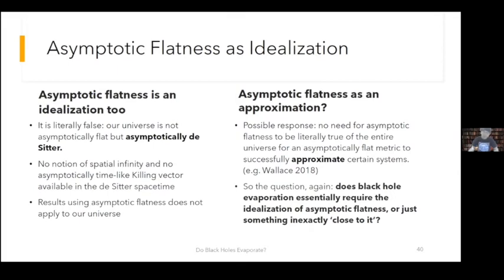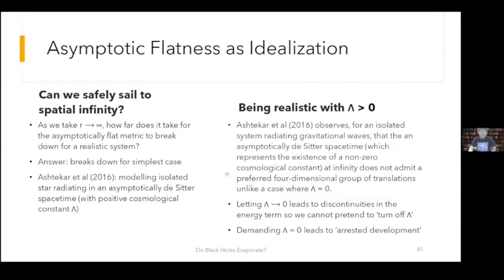So the question is, does black hole evaporation essentially require the idealization of asymptotic flatness, or just something inexactly close to it? In other words, can we safely sail to spatial infinity in some sense in the approximation? How far does it take for the asymptotically flat metric to break down for a realistic system? And again, Dewar has a few arguments for this, and mostly I'm just mentioning them and then developing them in a bit more detail. It breaks down in the simplest case if Ashtekar is right, Ashtekar et al.